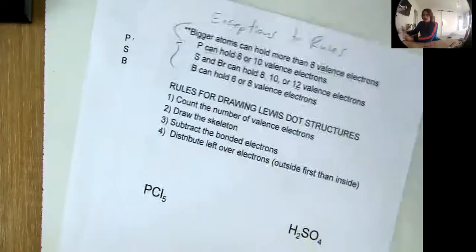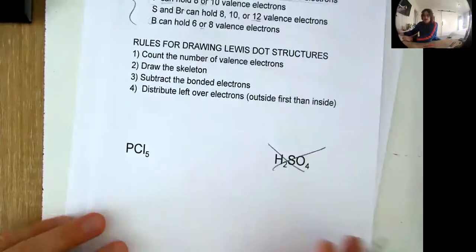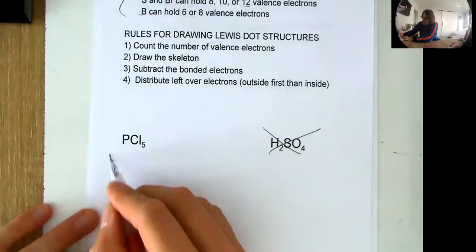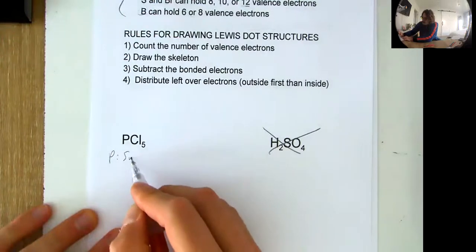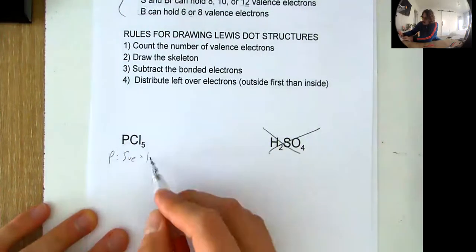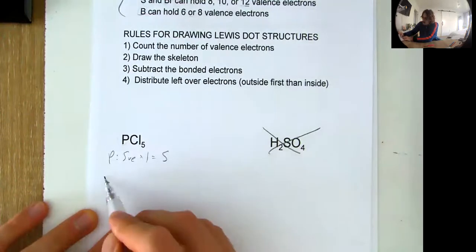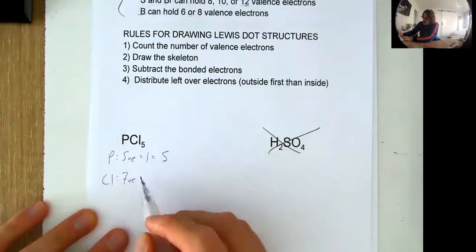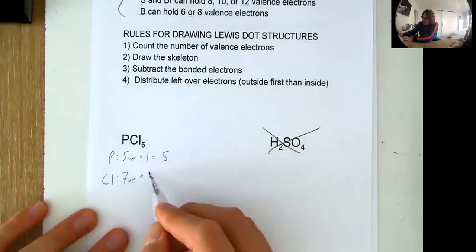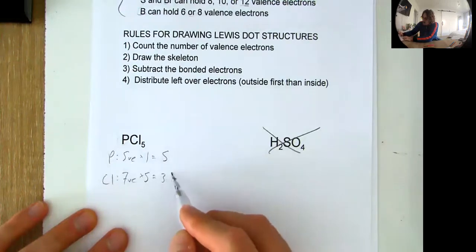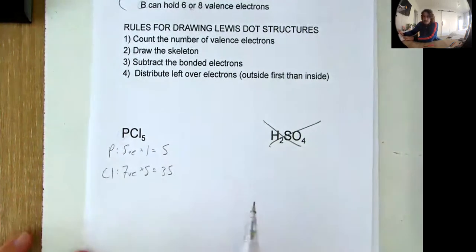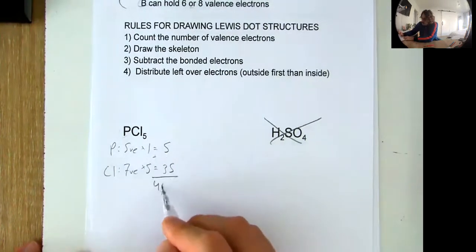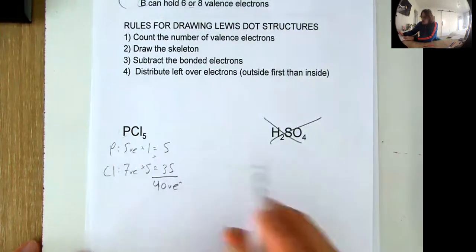Okay. We're just going to do this example right now. PCl5. Okay. So count the number of valence electrons. Phosphorus has 5 valence electrons. There's only one phosphorus in the molecule, so that means there's 5 valence electrons for phosphorus. Cl, not Ci, has 7 valence electrons. Find it on the periodic table, and you'll know. And there's 5 chlorines, so that's a total of 35 valence electrons that the chlorines bring to the molecule. That's a total of 40 valence electrons that we need to account for.